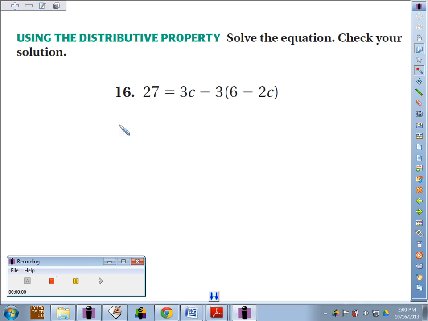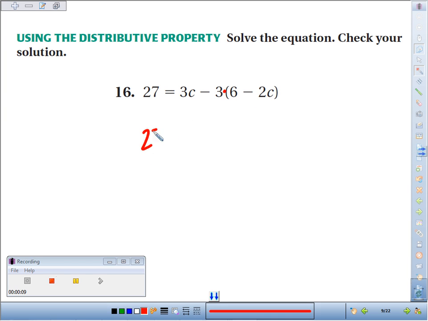Number 16, we're supposed to solve the equation 27 equals 3C minus 3 times the quantity 6 minus 2C. So really, if we rewrite things, we've got 27 equals 3C.